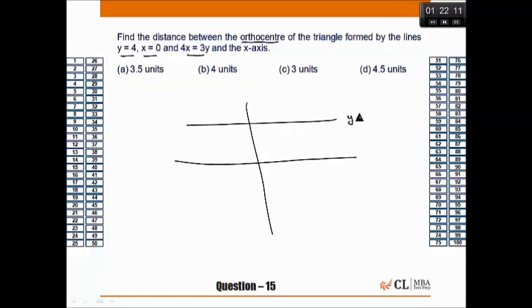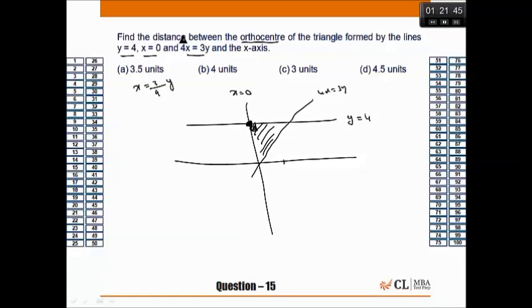So y equal to 4 is one line. x equal to 0 is this line. 4x equal to 3y means x equal to 3 by 4 times y. This is 4x equal to 3y. This is the triangle, and that is a right angle triangle. The orthocenter is here, at the right angle vertex.